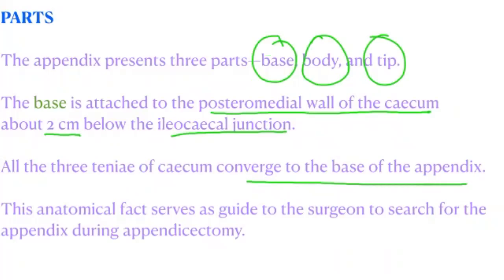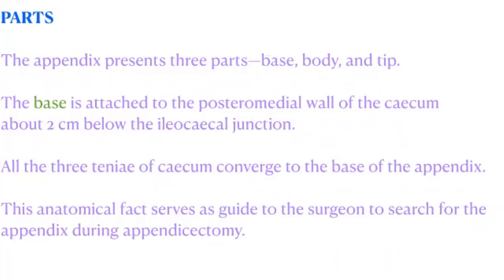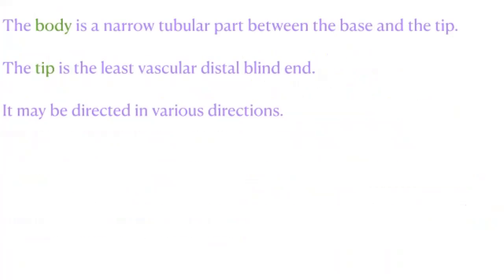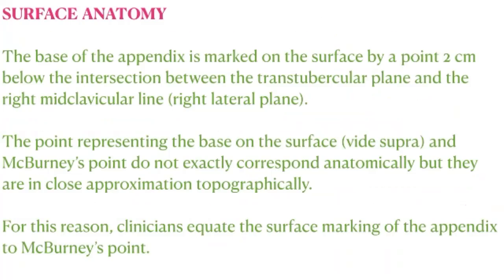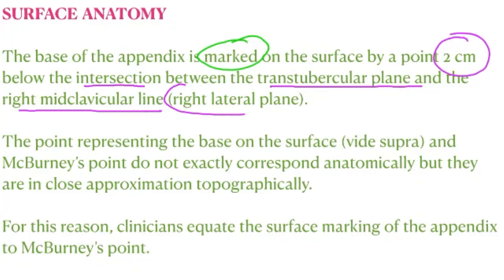This anatomical fact serves as a guide to the surgeon to search for the appendix during appendectomy. The body is a narrow tubular part between base and tip. The tip is the least vascular distal blind end. It may be directed in various directions. Surface anatomy. The base of the appendix is marked on the surface at 2 centimeters below the intersection between the transtubercular plane and the right midclavicular plane, right lateral plane. We have already seen this, right?